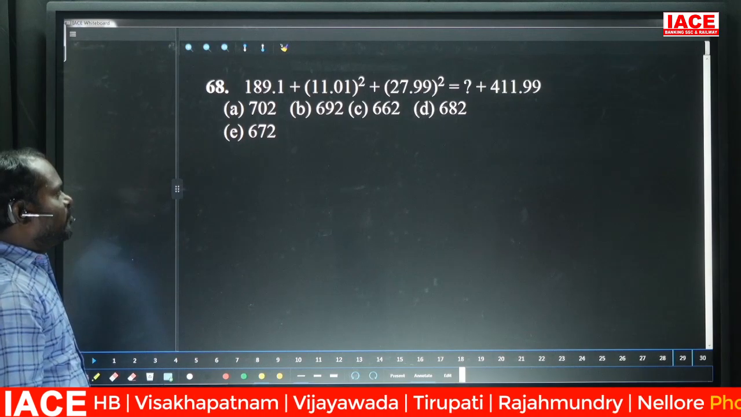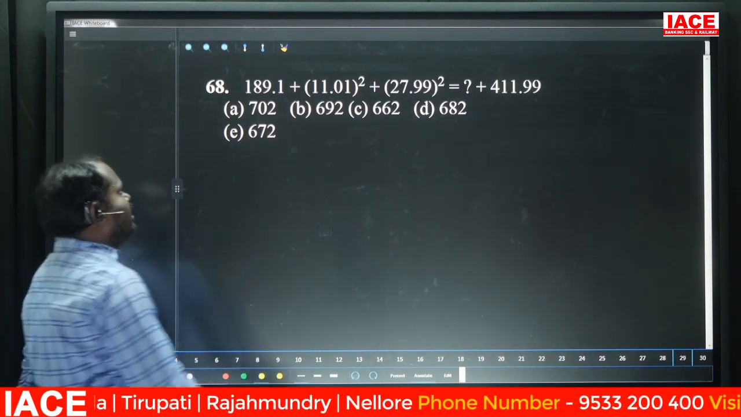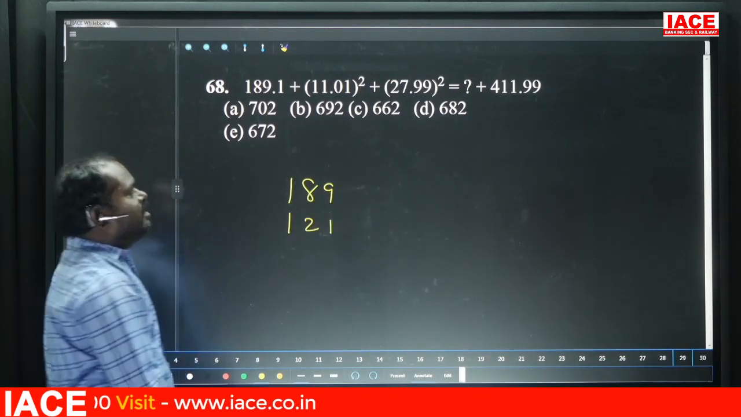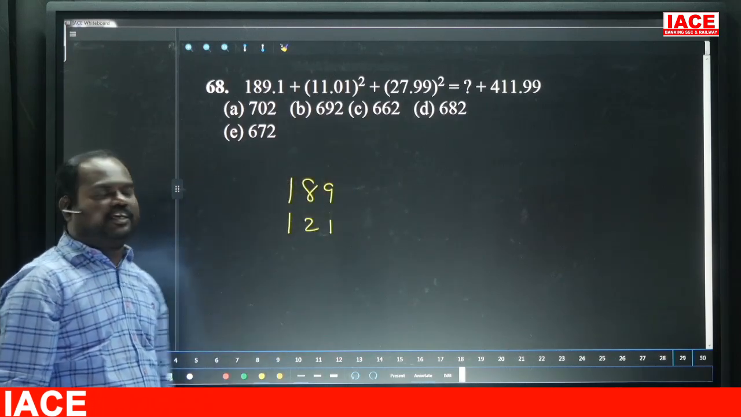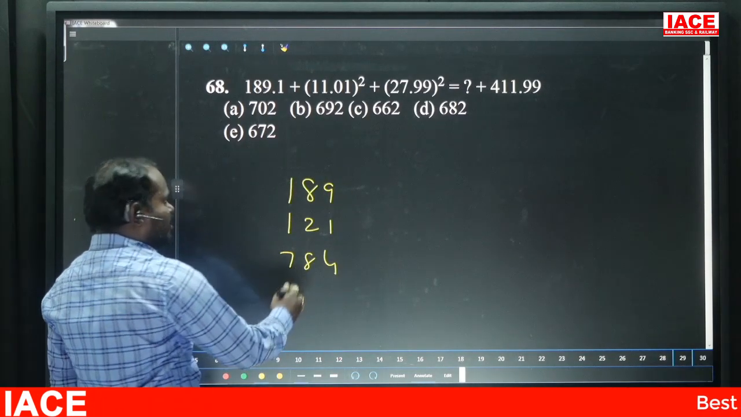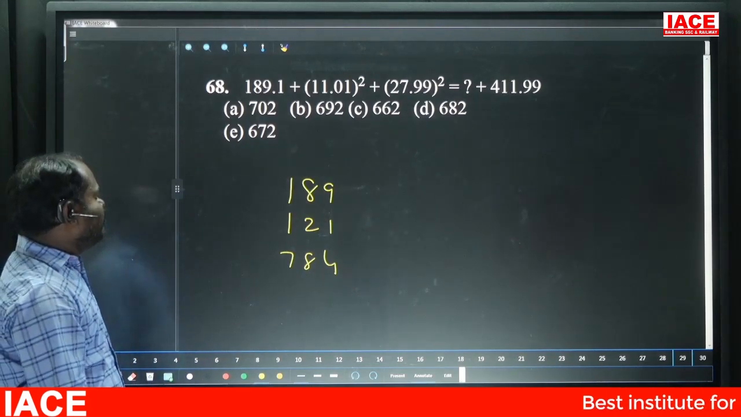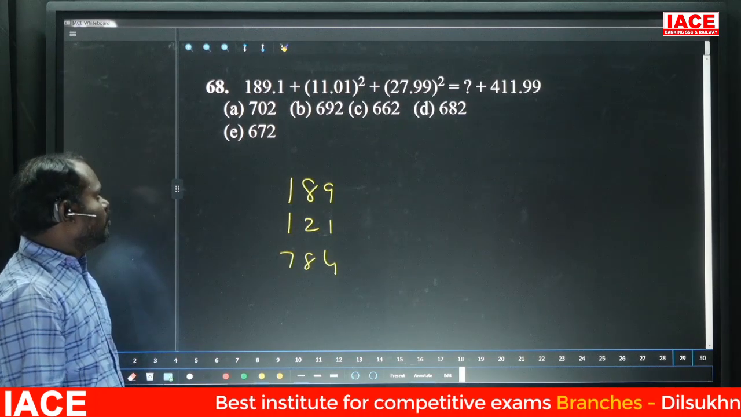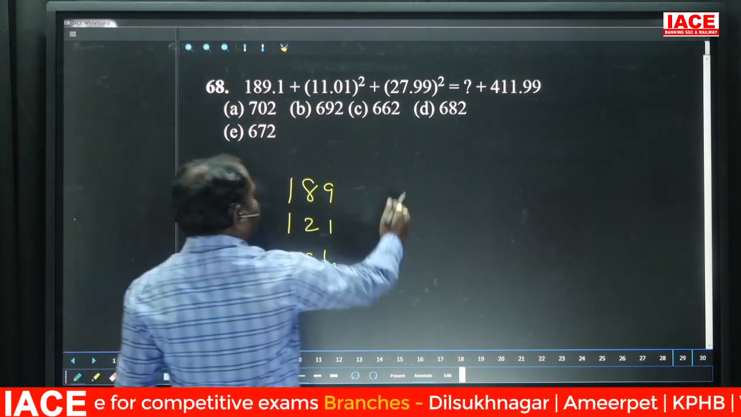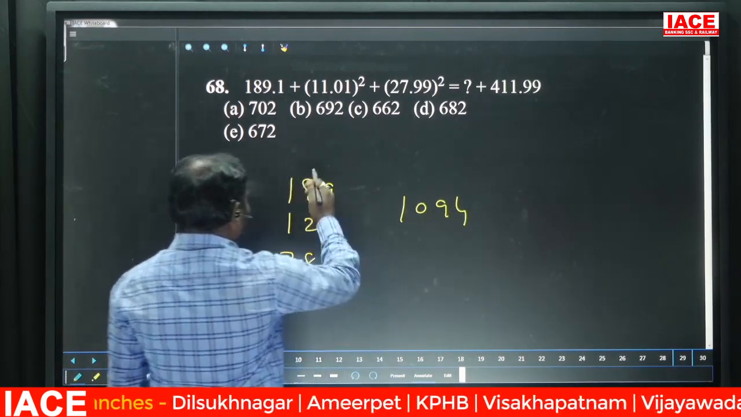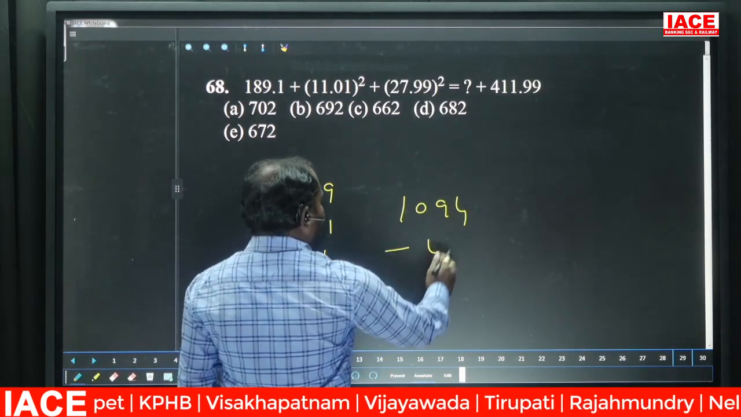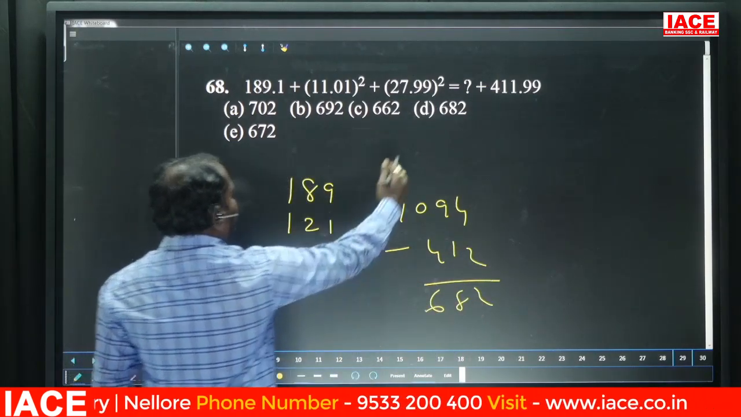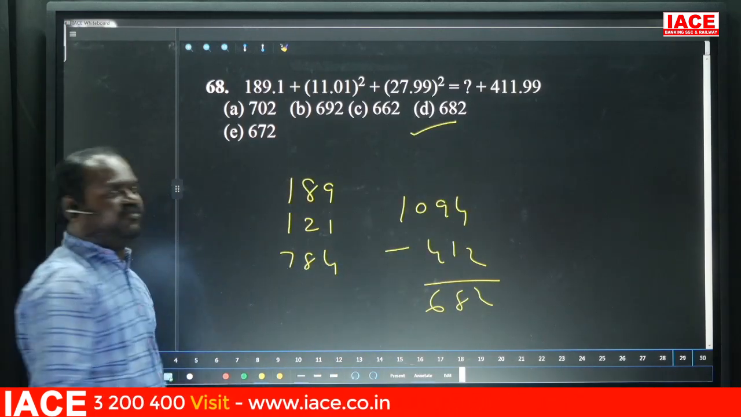189.1, 11.01 whole square, 27.9 whole square. So it is 189 and 11.01, roughly take it as 11 square, 121. 27.9, take it as 28 square, 784. From the sum we should subtract the 412. So it is 1094 minus 412, 682. Option D. Option D, 682.